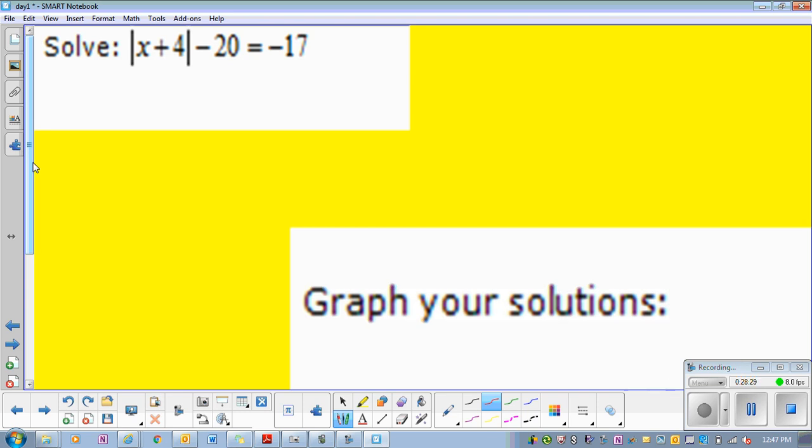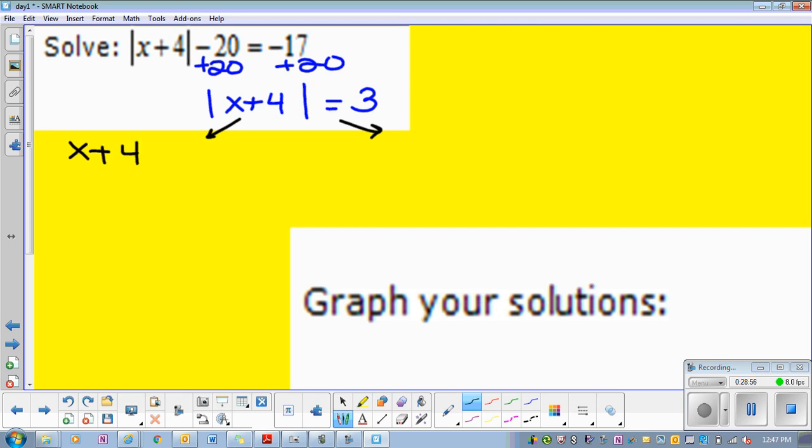Guys, I want you to start it off for me. What should I do? All right, add the 20. So I have the absolute value of x plus 4 equals what? Okay, so now what? Positive equals a perfect. This works. I can keep going. And then what? We can do 2 equations. So the first one is what? X plus 4 equals 3.